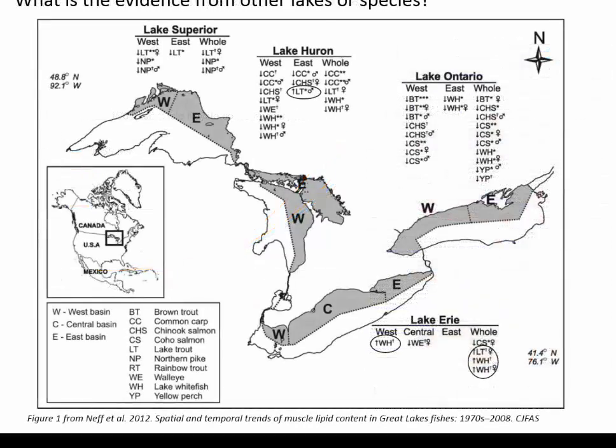So is there any evidence for this, for a decrease in lipids from other lakes or other species? And there's a few that are circled, and those are the only ones that have shown an increase over time. And this data is from NEF in 2012. And these are from a comparison of fish collected from the 1970s through 2008. So every species, almost in every lake, has shown a decline in lipids from the 1970s to present.